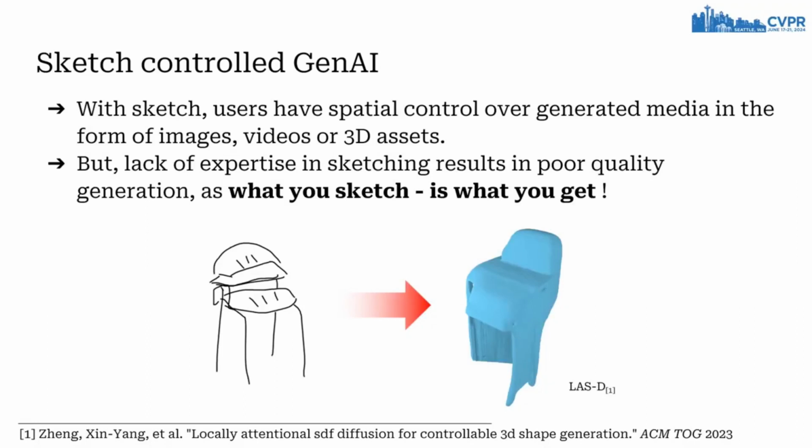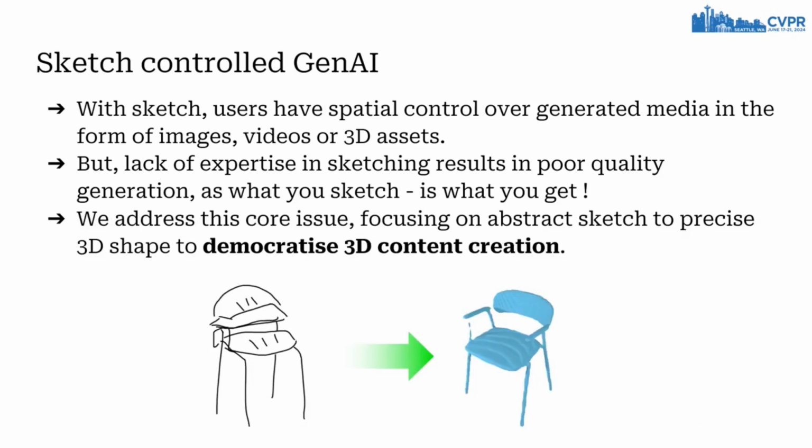With sketch, we have spatial control over generated media, either in the form of images, videos, or 3D assets. This, however, brings forth an issue. Lack of expertise in sketching often results in poor quality generated assets, as what you sketch is ultimately what you get. We address this core issue towards an overall goal of democratizing 3D content creation.